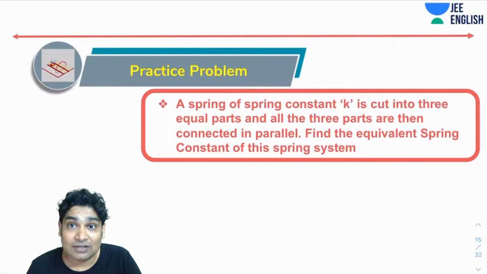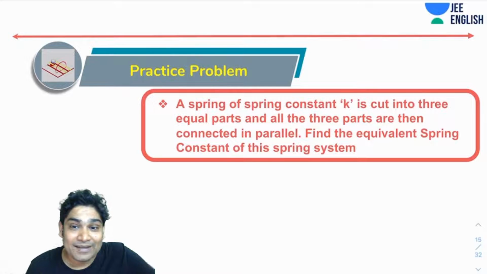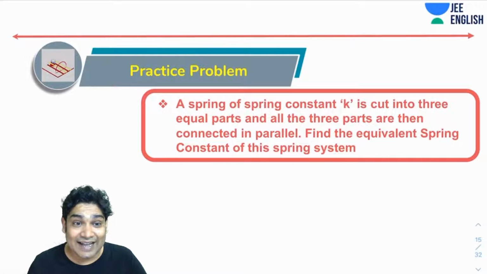So what will be K1, K2 and K3? The K's of the shorter parts would not remain K. You need to remember that. Okay, let me show you how.